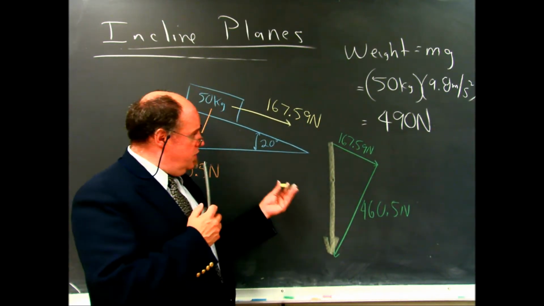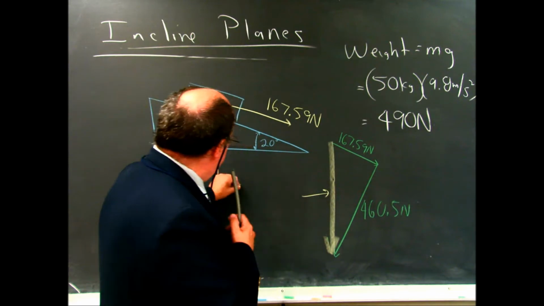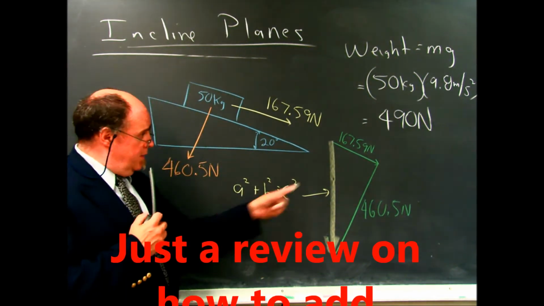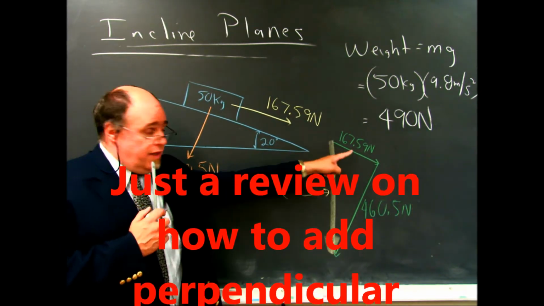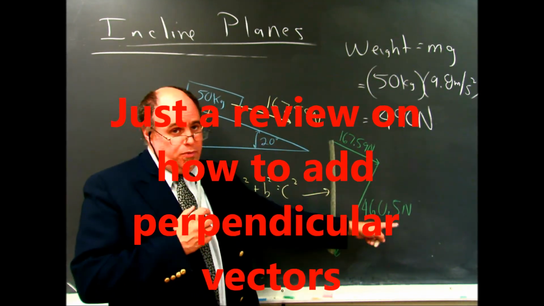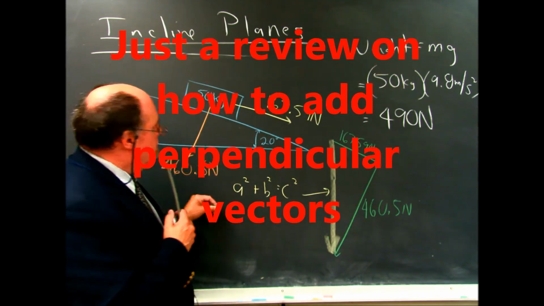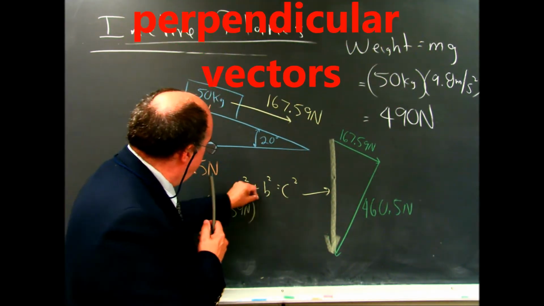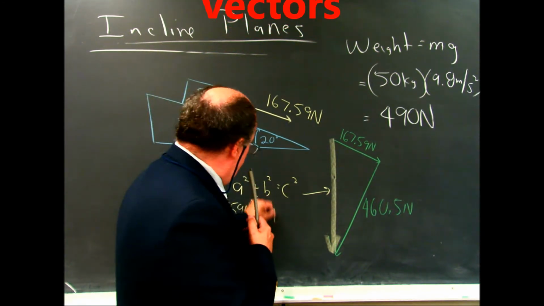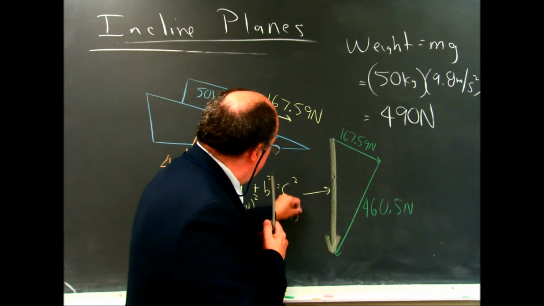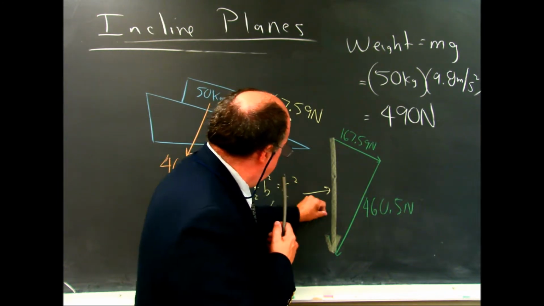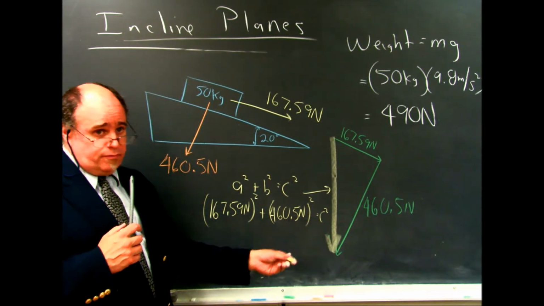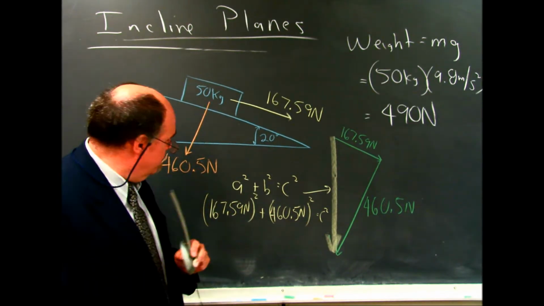So if you just, with your calculators, figure out this piece, which would be a squared plus b squared equals c squared, the a could be the 167.59, the b could be the 460.5. And if you did that, 167.59 newtons, square it, plus 460.5 newtons, square it, and then we have to set it equal to c squared, and then we have to take the square root of both sides. So let me do that.